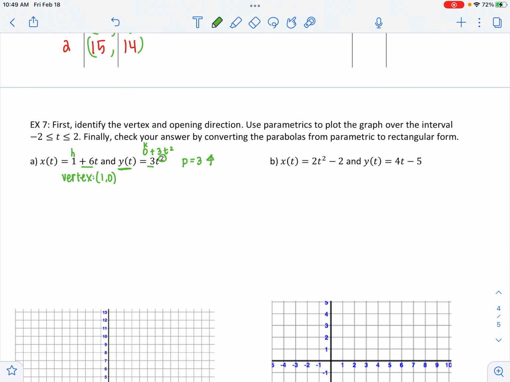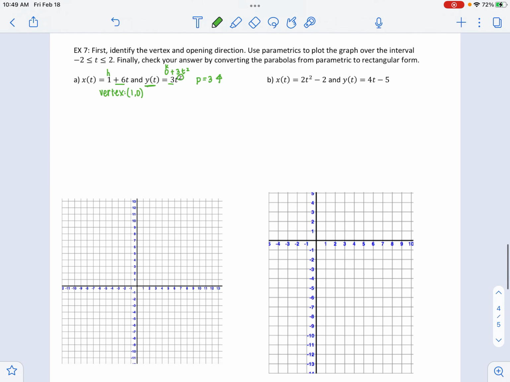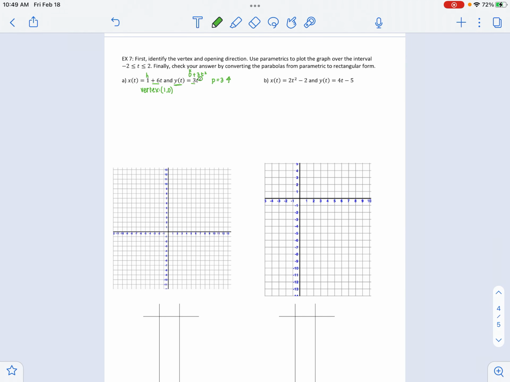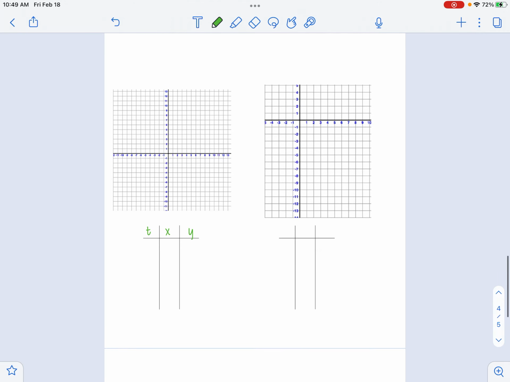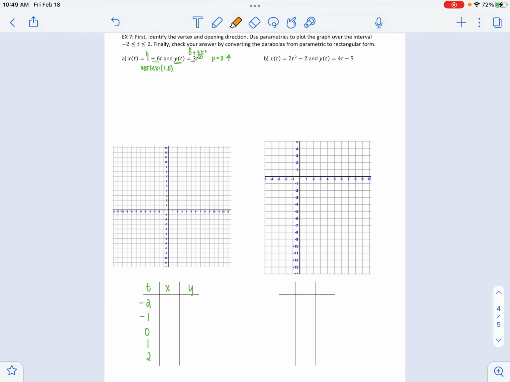All right, now what did it want me to do next? It says use parametrics to plot the graph over that. Finally, check your answer by converting. Okay, so now I'm going to plot my graph. All right, so I'm plugging in -2 to 2. So these are my t values, x values, y values. -2, -1, 0, 1, 2. And I need to plug -2 into this equation right here. So sorry for the zoomed outness, but I need to be able to see it.